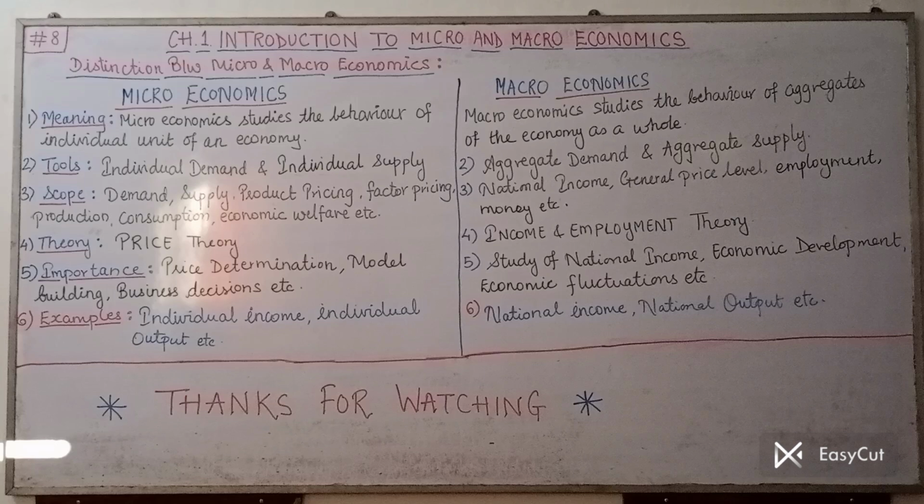Point number 4, theory. Microeconomics is mainly a price theory because there we mainly discuss pricing, factor pricing, product pricing, etc. Whereas macroeconomics studies mainly national income, employment, etc. Hence, it is mainly an income and employment theory. So when we talk about theory, micro is price theory, macro is income and employment theory.